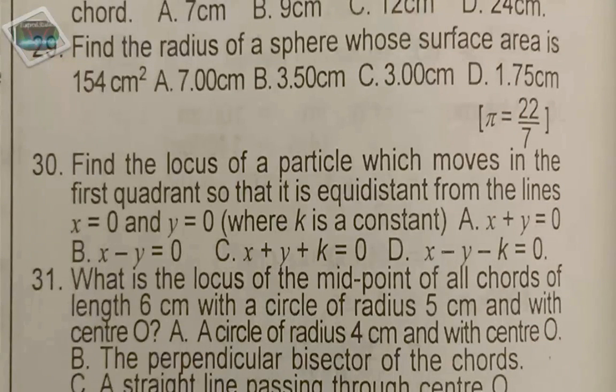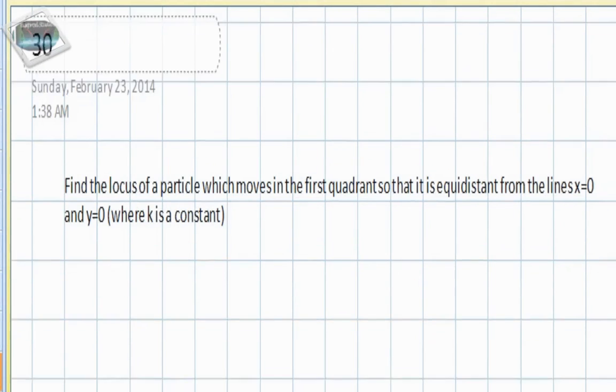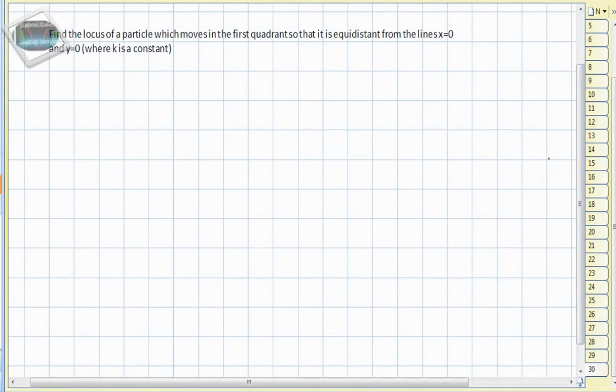Question 30 asks us to find the locus of a particle which moves in the first quadrant, so that it is equidistant from the lines x equals 0 and y equals 0, where k is constant. What's important to note here is that we are working in the first quadrant. And so when you draw a coordinate plane, let's see here.